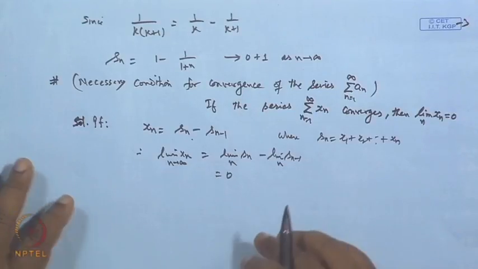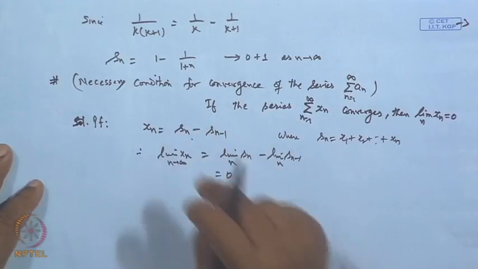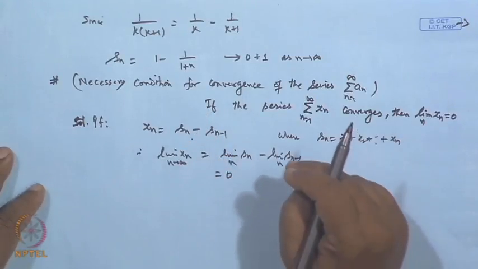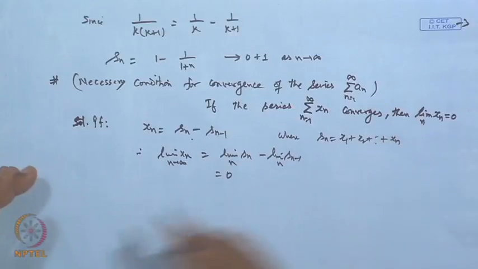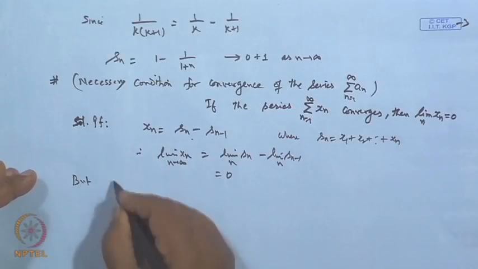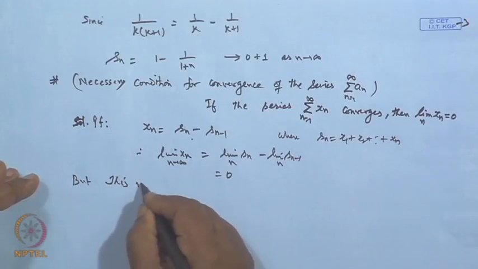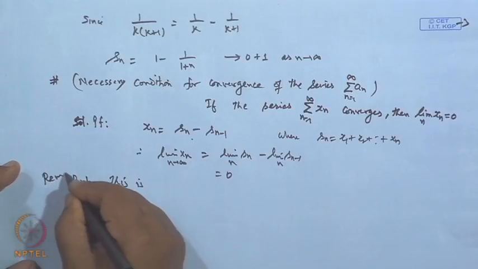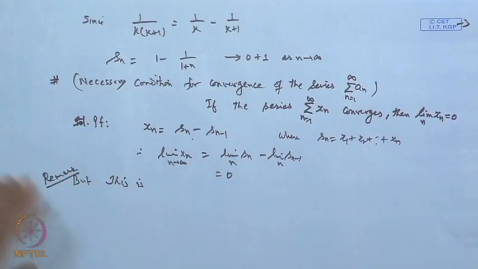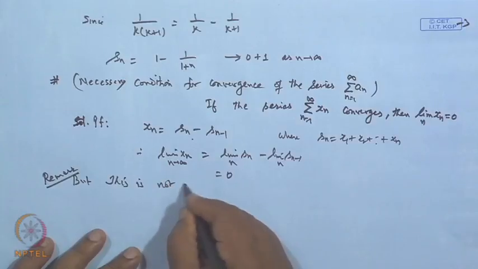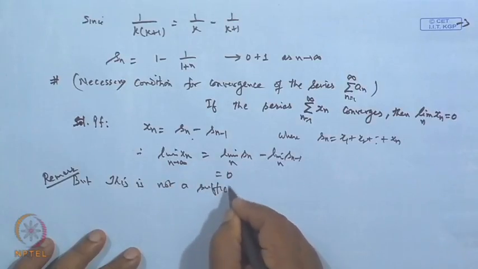So, this is the necessary condition for a series to be convergent, but this is not a sufficient condition.